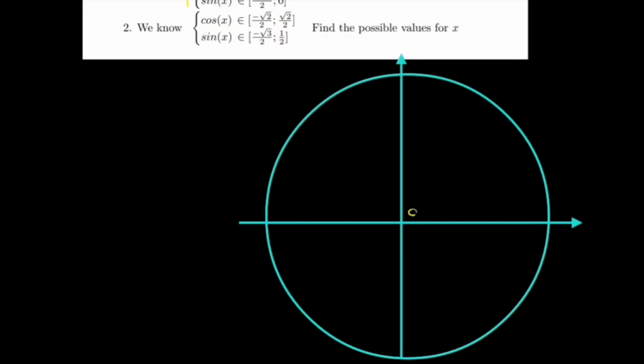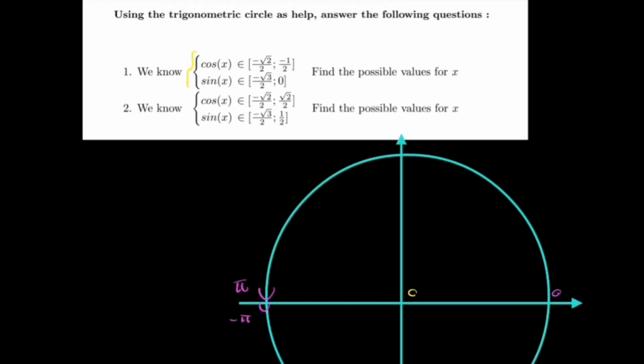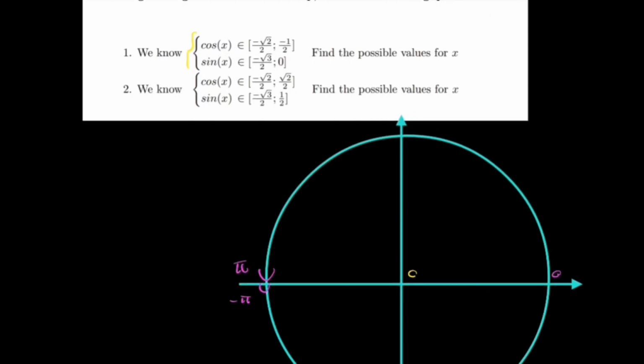So going from minus pi excluded to pi, passing by 0, of course, to pi. And we will solve graphically these systems of equation using this trigonometric circle. So first condition, the cosinus of x has to be between minus square root of 2 over 2 and minus 1 over 2.